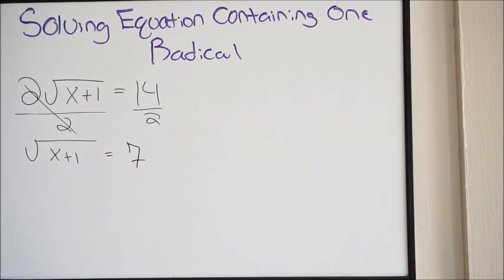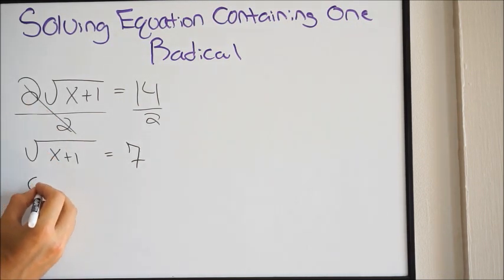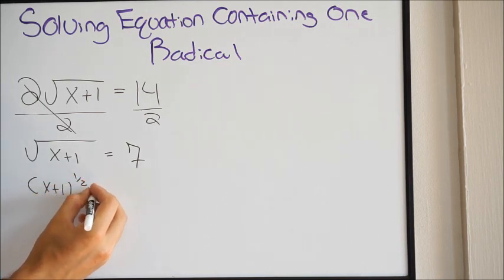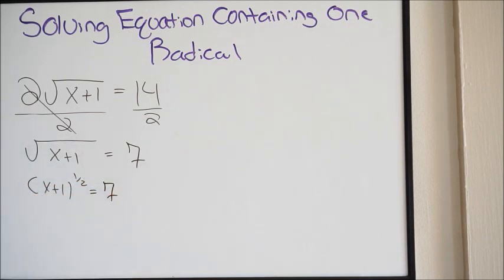So at this point, we need to figure out how we can get rid of that radical. Now remember what a radical is, right? We can write it as an exponent as well, right? So we can write this as x plus 1 to the 1/2 equal to 7, right? That's the same thing mathematically, okay? And knowing that, look how we can get rid of this.